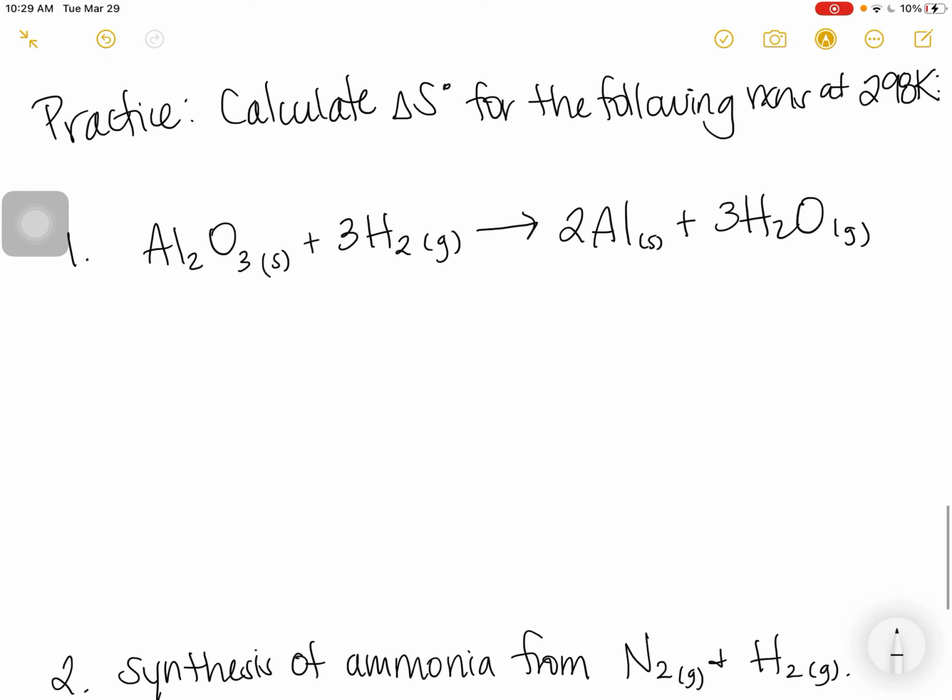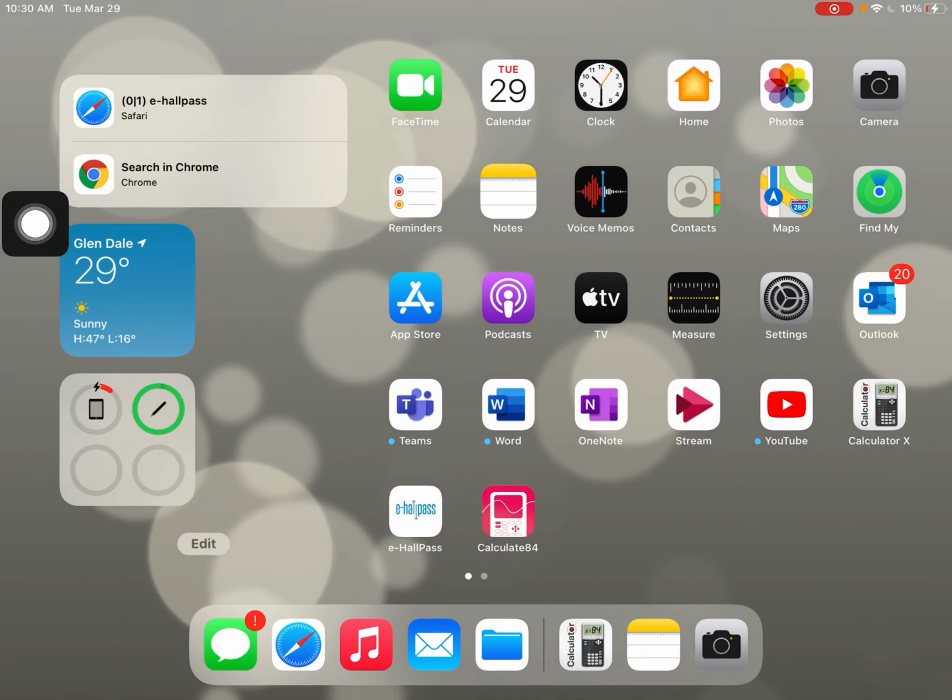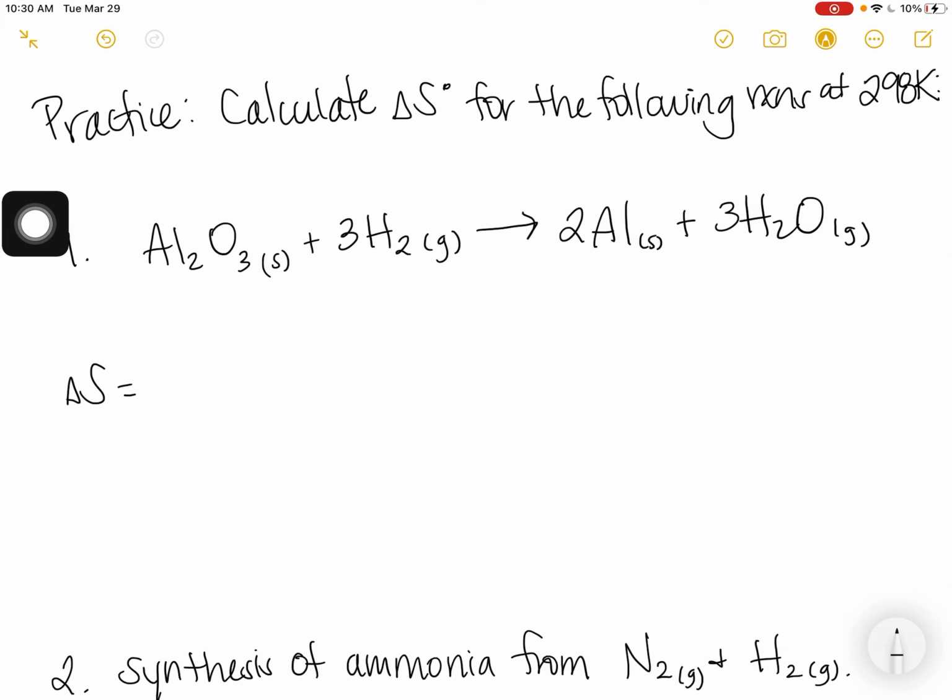So here's to practice. And again, we need our chart to do this. So calculate delta S for the following reaction. So P minus R, here we go. So delta S is going to be equal to the sum of the products. Right? So these two we're starting with first. Okay, so 2 aluminums, I go to my chart.